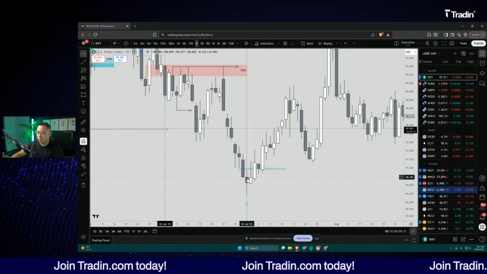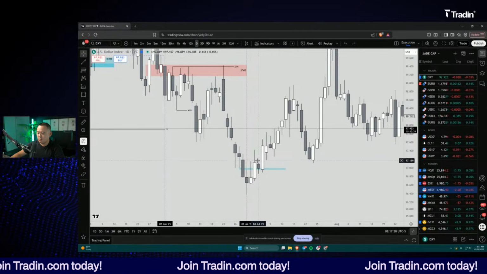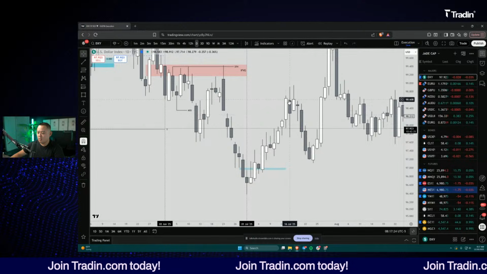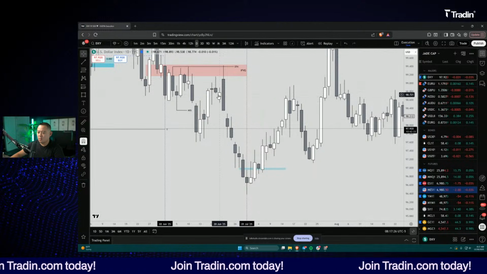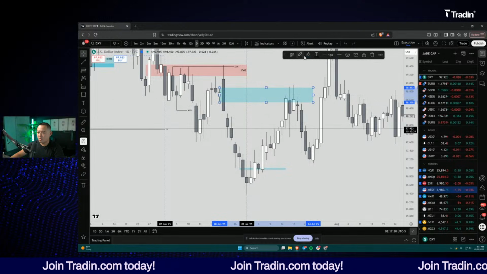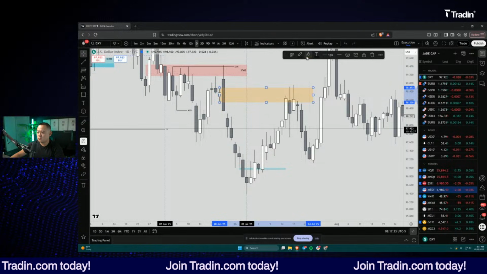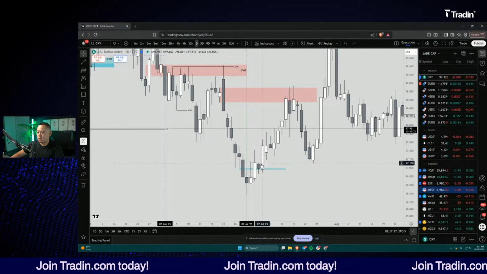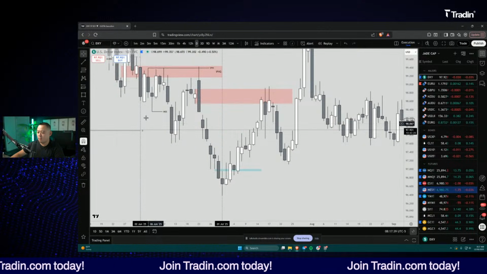We get a closure above this down close candle and a closure above this down close candle. We get continuation up to where? Into this level here, which I would deem as our order block. We get a nice retracement down here to where? This bullish fair value gap.